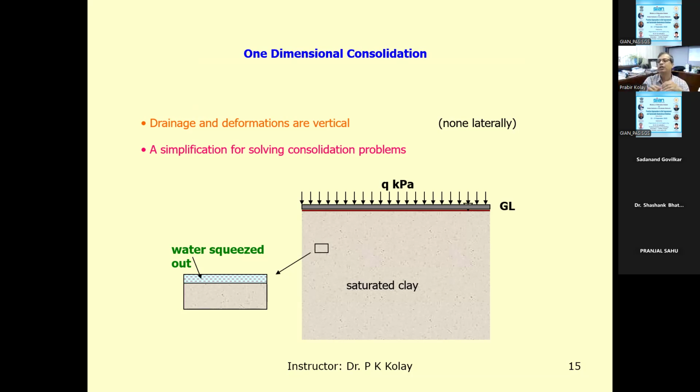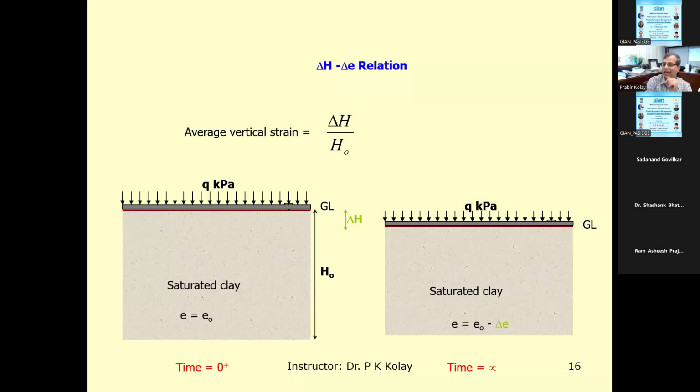So this is one-way drainage. If there is a clay layer with permeable sand or gravel at both the bottom and top, then when you apply load, the water can go in both directions. So basically, you can easily calculate the one-way or two-way drainage. And the average strain you can calculate. Again, how much is the height of the soil, how much is the strain, the change in height divided by the original height.